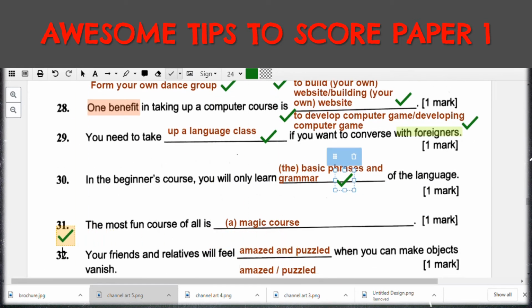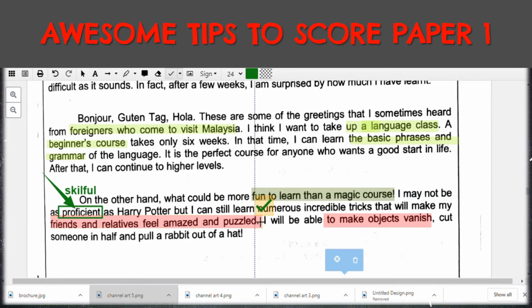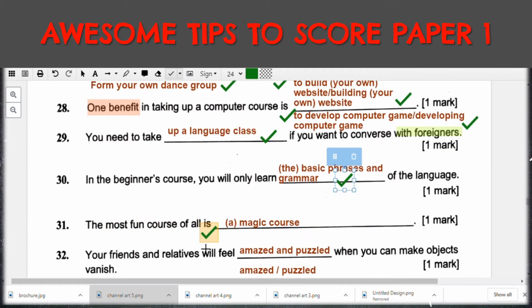Now look at 31. The most fun course of all. The most fun, you see, that's the keyword. Look for fun. You see, fun. What could be more fun to learn than a magic course? So it's very fun to learn a magic course. Look at keywords, fun. So the answer is a magic course. Now, the most fun course of all is a magic course, or magic course. It can be accepted because if you omit or you add, it's still less than 5 words.